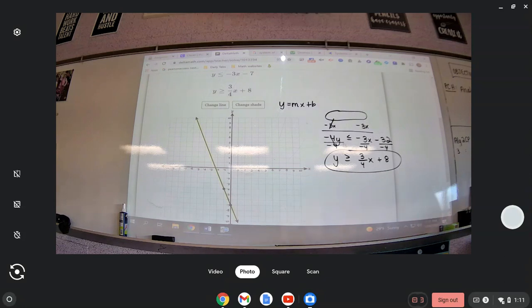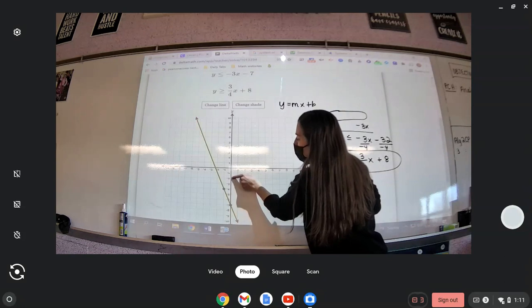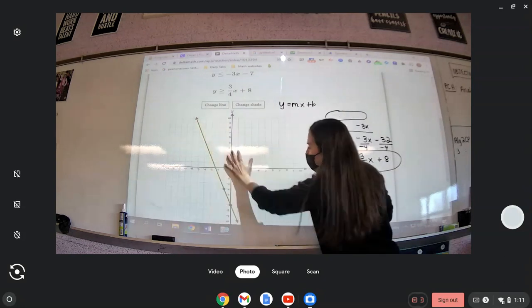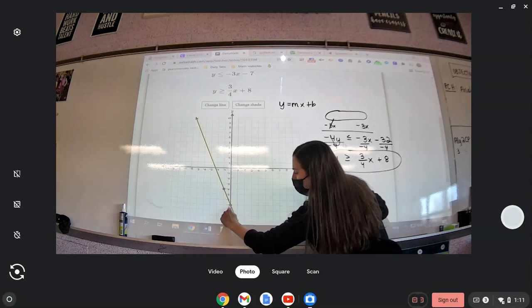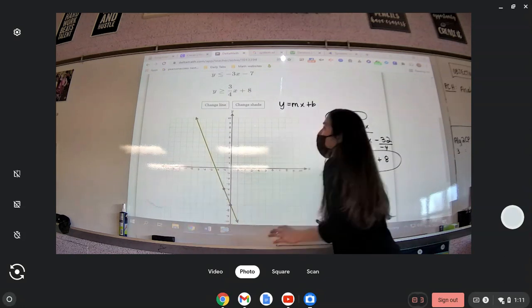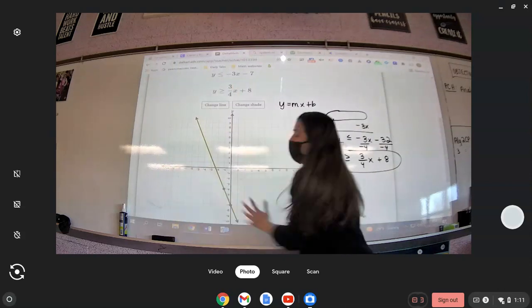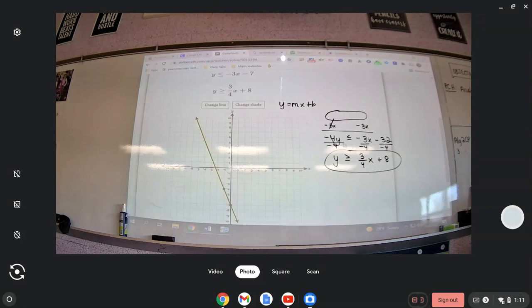And now let's do our shading. So guys, here it is. Here's your line. You got Y values getting bigger and bigger above your line on this side. And you got Y values getting smaller and smaller below on this side of your line. If you want Y to be less, we shade below. So make sure you're on this side of the line. So hit that change shade until you're there. There we go. All right, let's graph the other one.